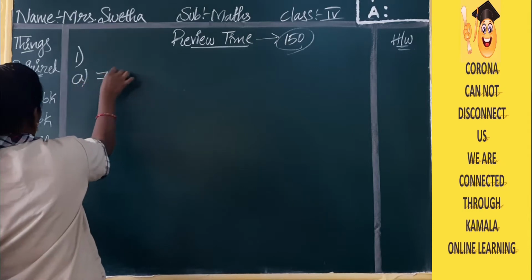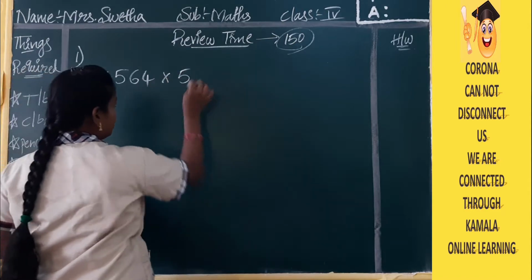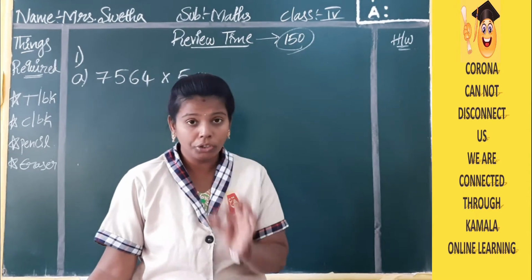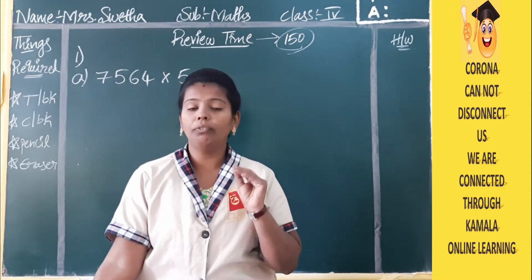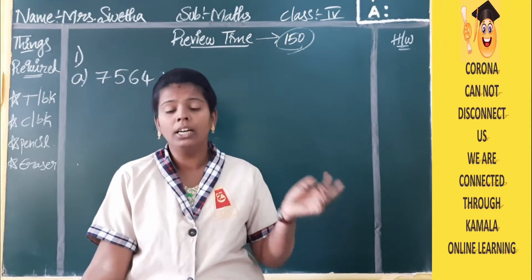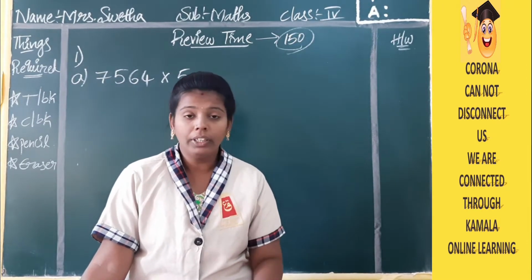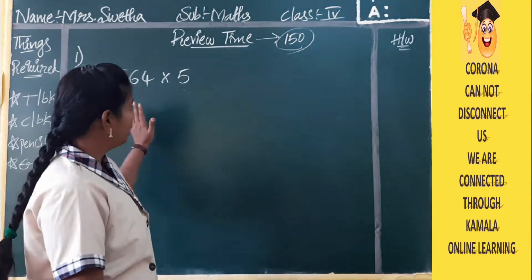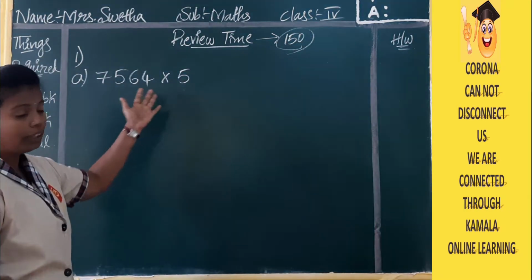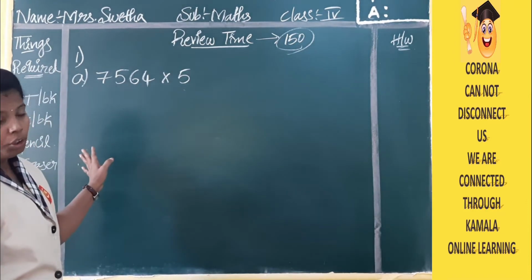The first question is 7564 into 5. As I said before, this chapter is on multiplication. Every one of you should learn tables till 20. If you know them, give a reading of 10 minutes daily. If you have forgotten the tables, learn 2 tables daily and keep it up. Only then can you do these problems. Here they have given you the question in row manner. Now you have to arrange them column-wise and do it.